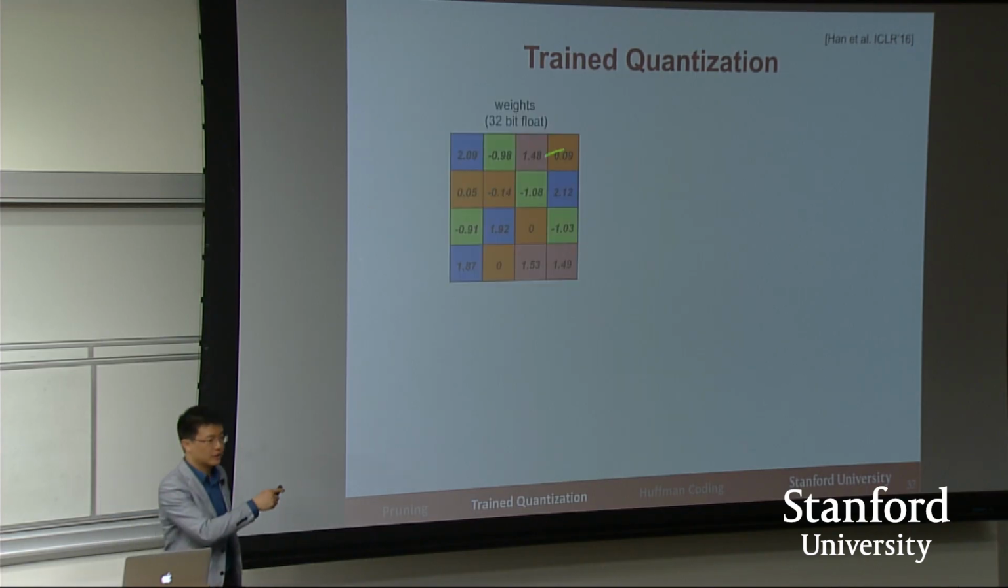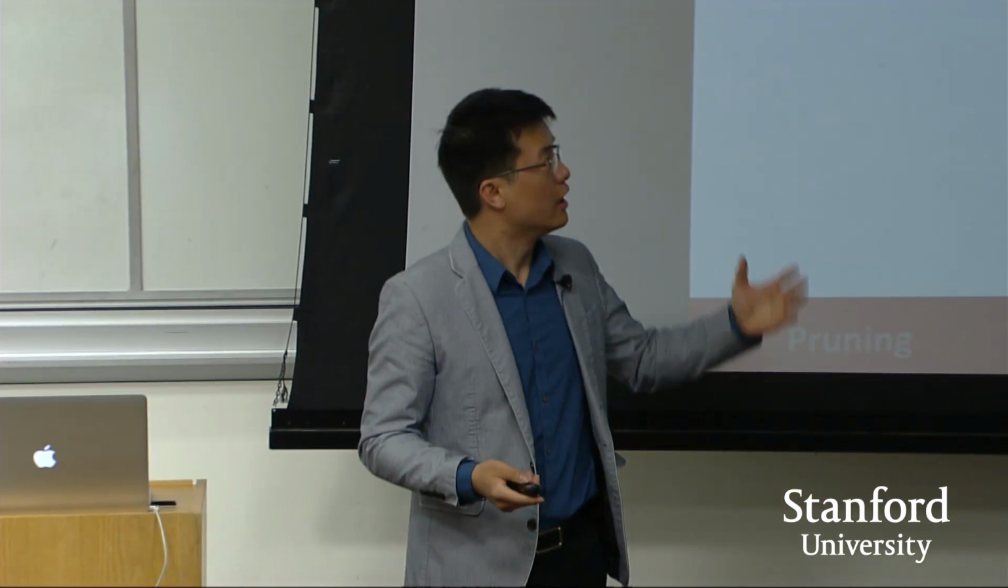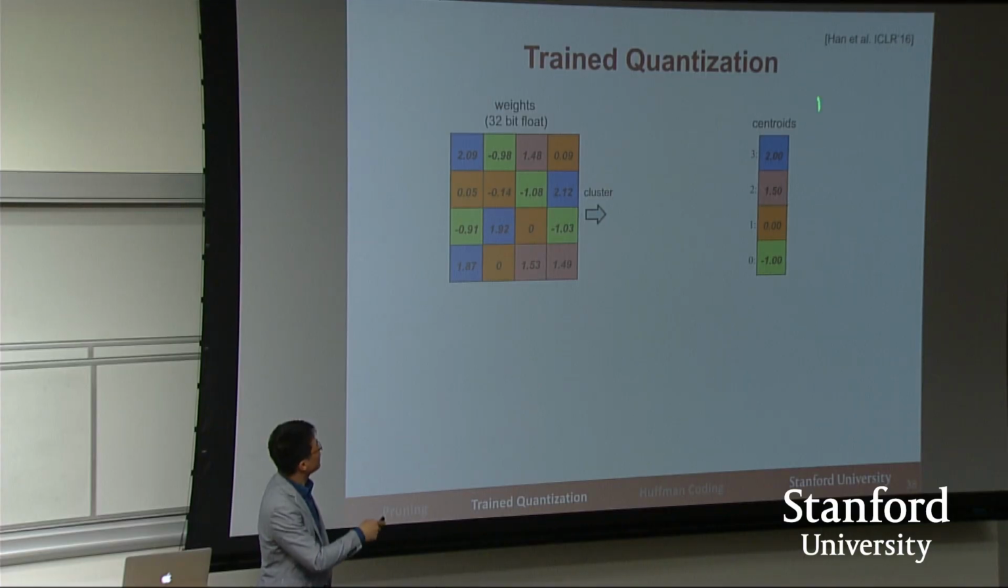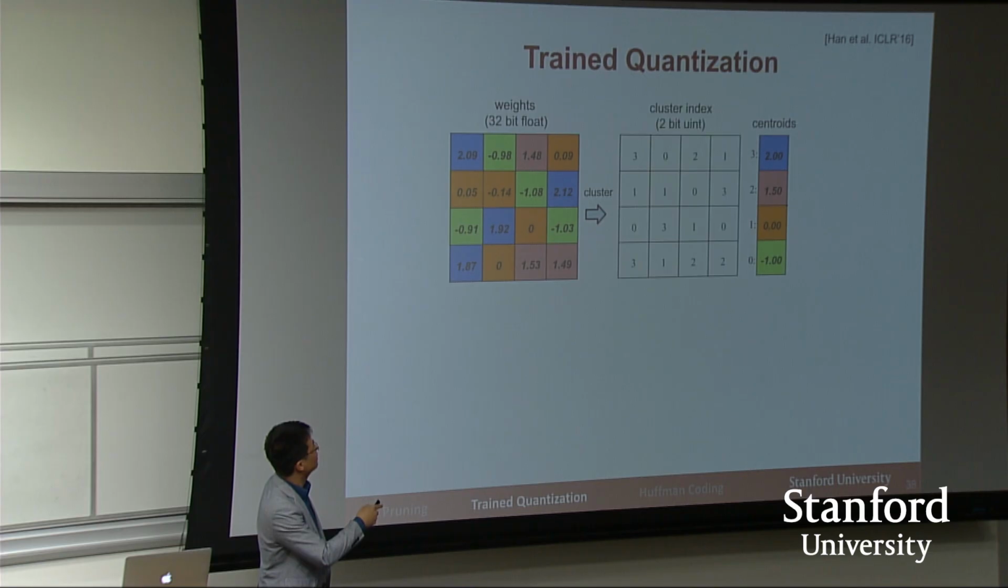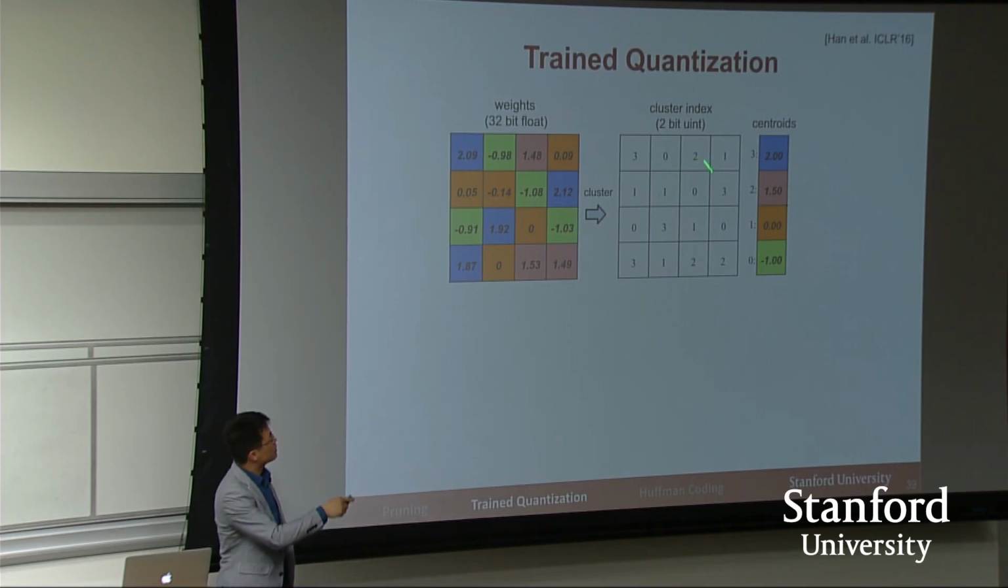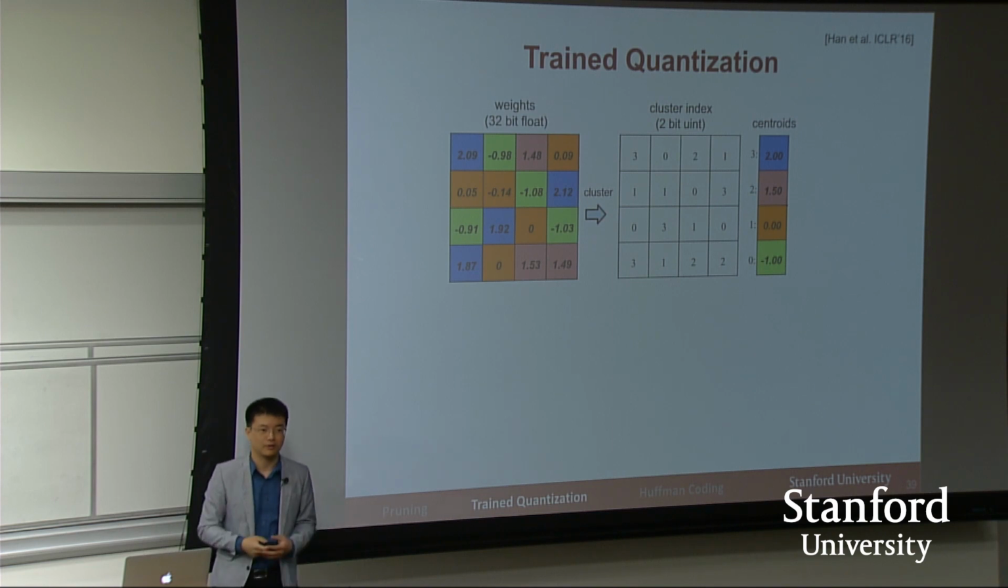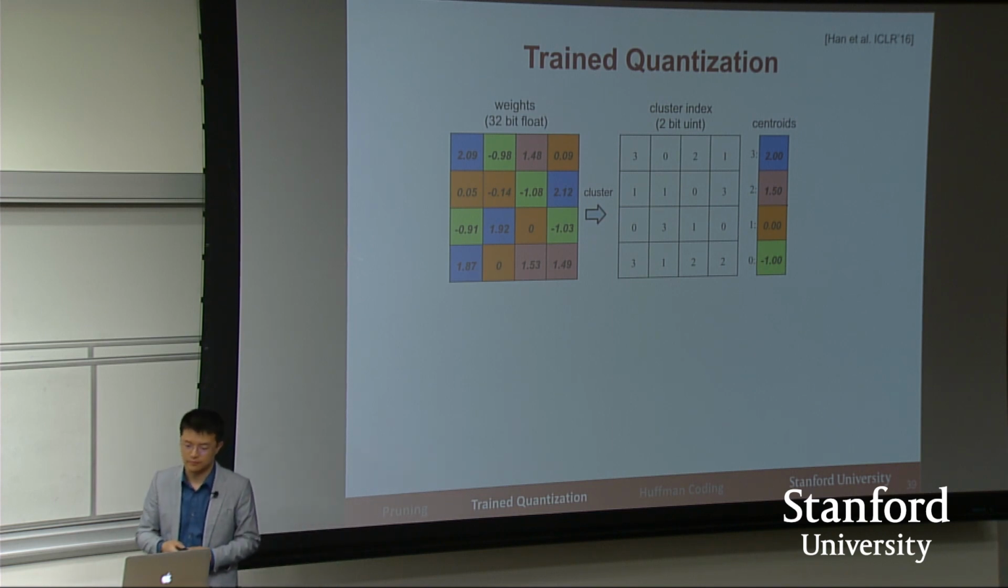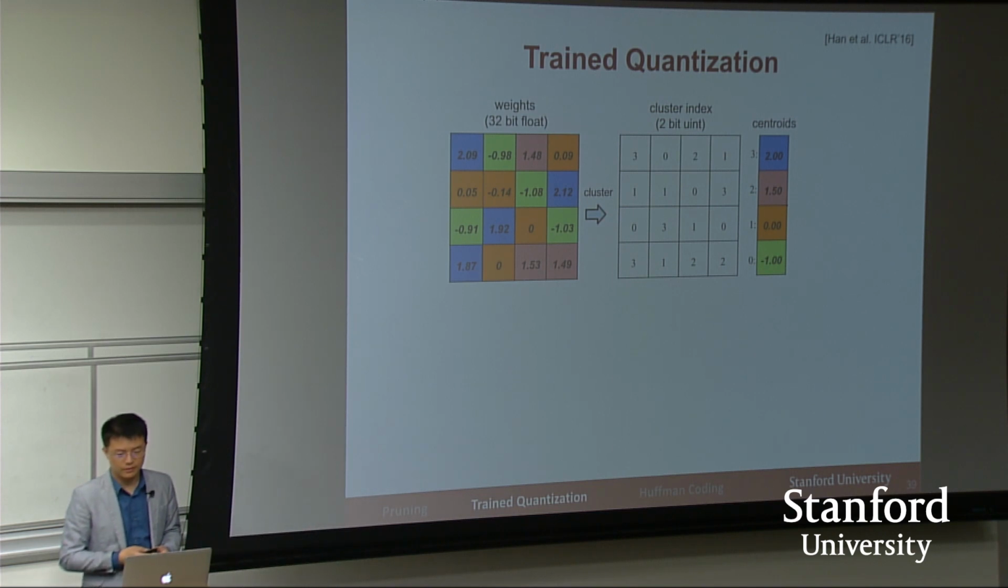For example, this is a 4x4 weight matrix in a certain layer, right? And what I'm going to do is k-means clustering, having the similar weights share the same centroid. For example, for 2.09, 2.12, I store an index of 3 pointing to here. The good thing is we only need to store the 2-bit index rather than the 32-bit floating point number. That's 16 times saving. And how do we train such a neural network?